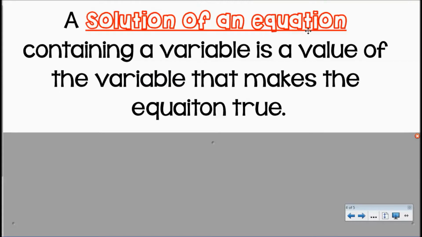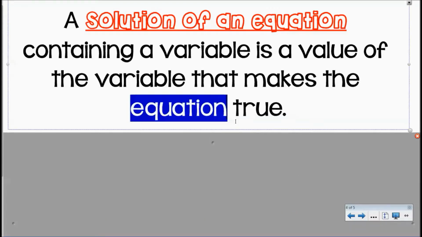The solution of an equation. This is something that you really want to make sure that you know. When you think solution, don't just think the answer to the problem. The solution of an equation containing a variable is the value of the variable that makes the equation true. Oh, look there, I misspelled equation. Let's fix that real quick. Okay, there we go.